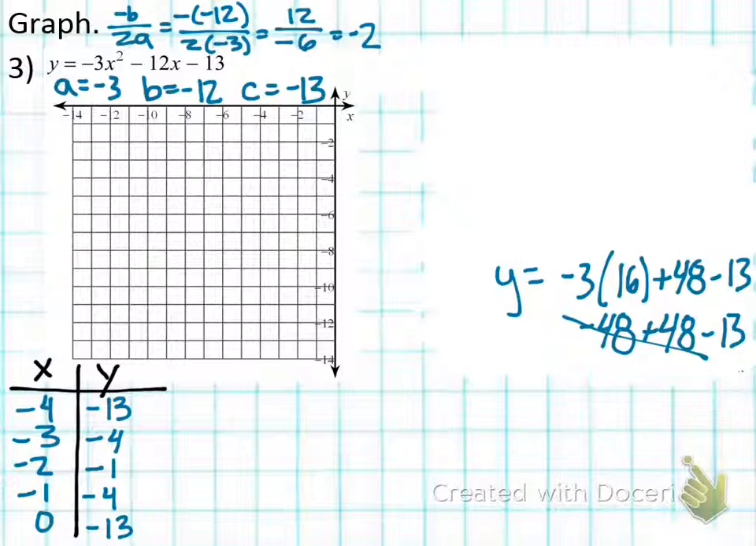Okay, so you're plotting the points and then graphing the U-shaped curve. Plotting, I have -4, -13 right here. -3, guys, focus up here, please. -3, -4 is right here. -2, -1. And then going back down the other way, I have -1, -4, and 0, -13. I draw my curve, and I'm done with number 3. Make sure that you have that in your notes, and we're going to move on to number 4.